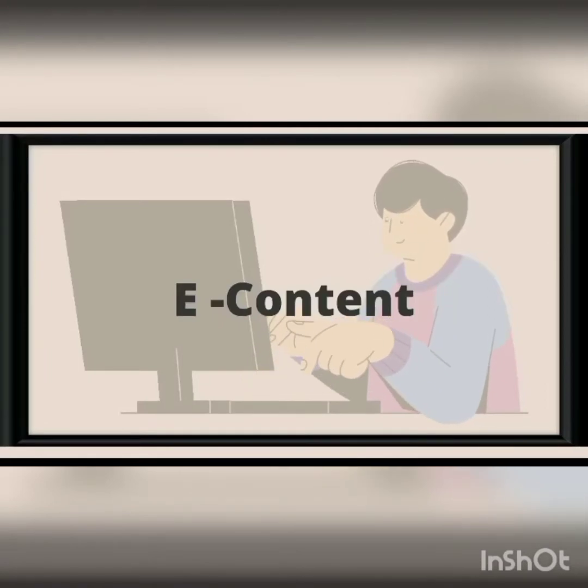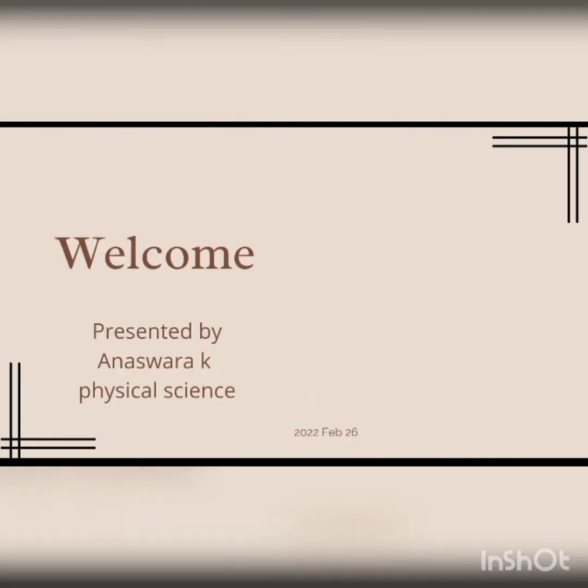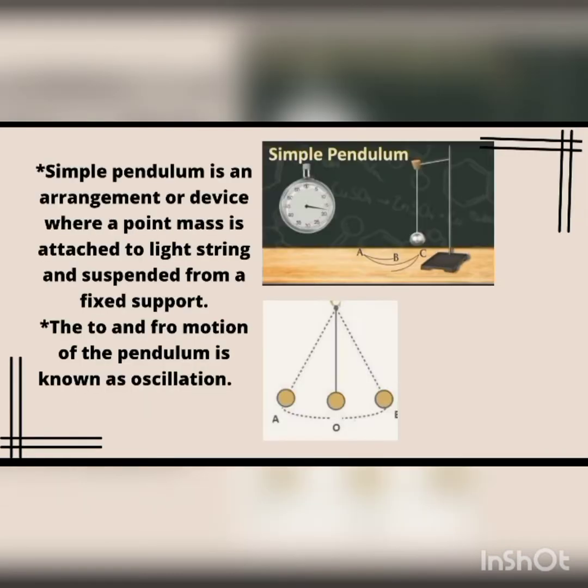Dear friends, today through this e-content, we are going to discuss natural frequency of sound. First of all, let's learn what a simple pendulum is. A simple pendulum is an arrangement or device where a point mass is attached to a light string and suspended from a fixed support, just like in this picture.